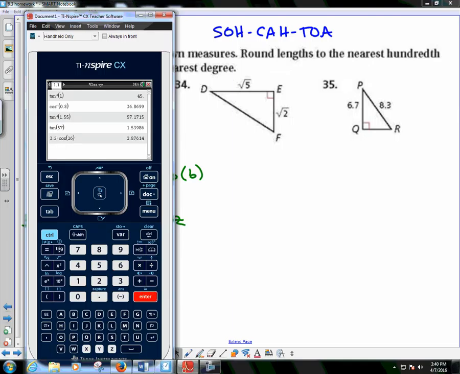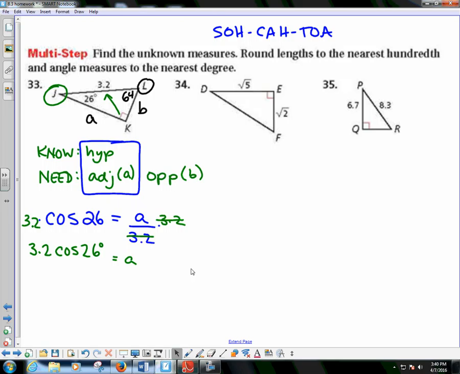So my answer is 2.876. That 6 is big enough to round the 7 to 8. So my answer is approximately 2.88. So A is approximately 2.88.